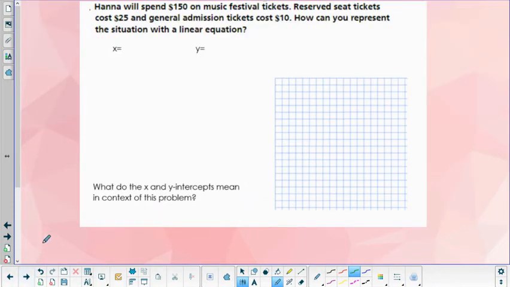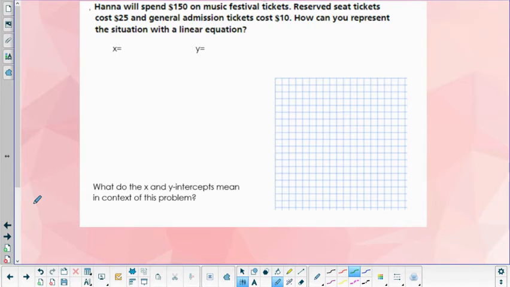Okay, so for this one, Hannah will spend $150 on music festival tickets. Reserved seat tickets cost $25, and general admission tickets cost $10. Okay. And we want to represent this linear situation. So we need to think, what two categories are we talking about? She's going to the music festival, but there's two different kinds of tickets that she could have.